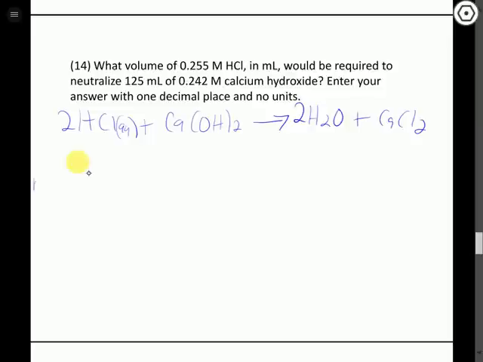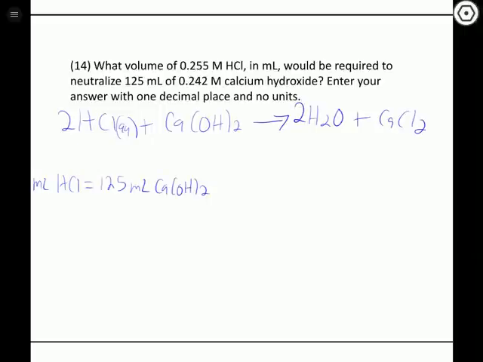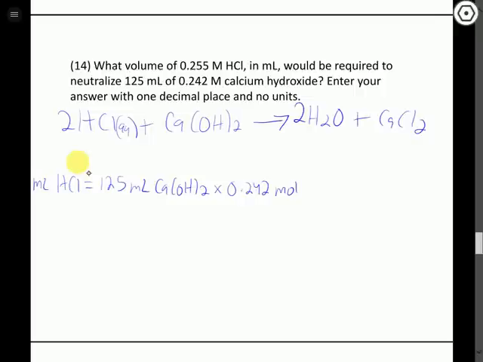So we're looking for the milliliters of HCl solution. We know that we have 125 milliliters of our calcium hydroxide solution. So now it becomes a stoichiometry problem. We're figuring out, we have how much of our calcium hydroxide and then how much HCl is required to react with that. So we have 125 milliliters of calcium hydroxide solution. The molarity of calcium hydroxide is 0.242, so 0.242 moles of calcium hydroxide for every 1,000 milliliters of solution.